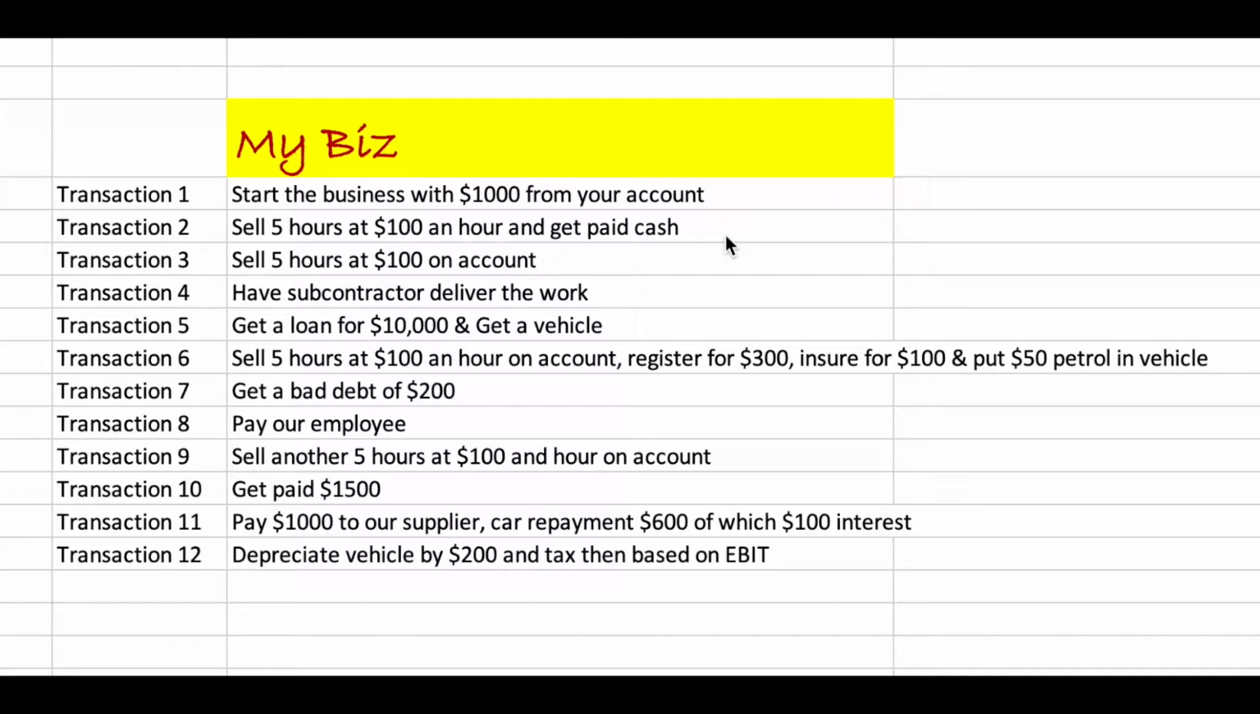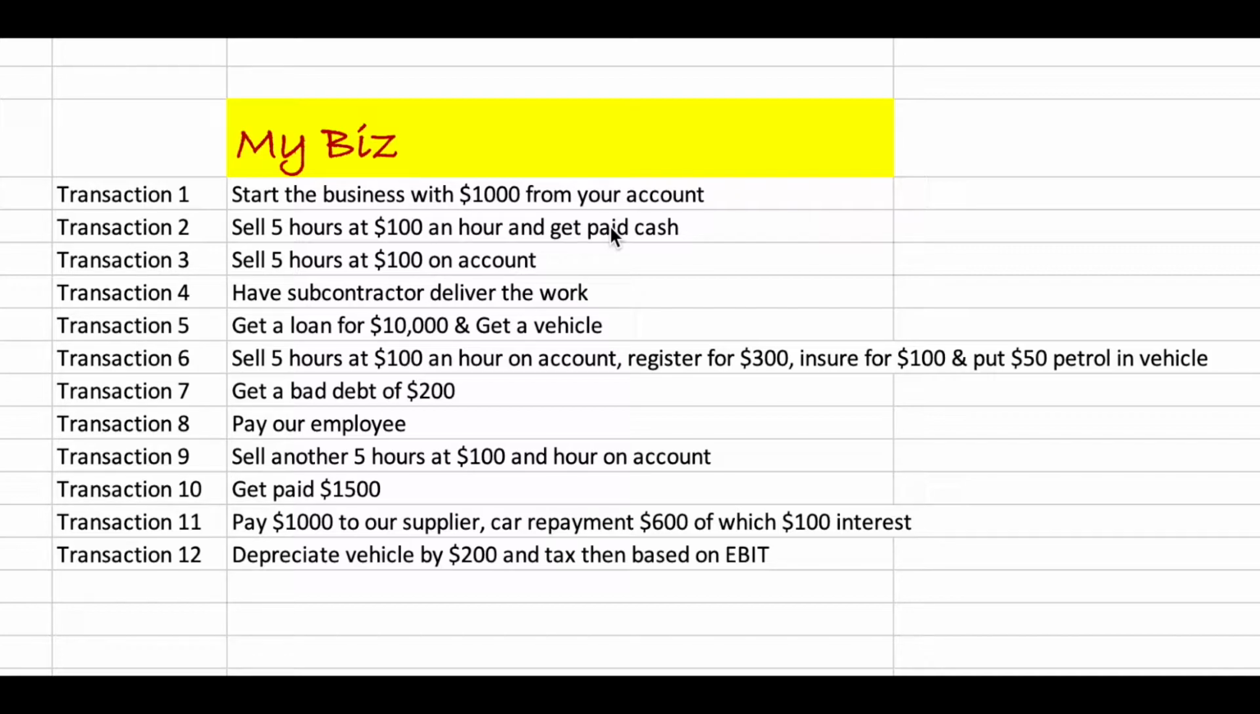Transaction 6, we're going to sell another 5 hours at $100 an hour on account, register the car for $300, insure it for $100 and put $50 worth of petrol in it. Then, unfortunately, as happens in business, we get a bad debt. Transaction 8, we're going to pay our employees. Transaction 9, we're going to sell another 5 hours at $100 on account.